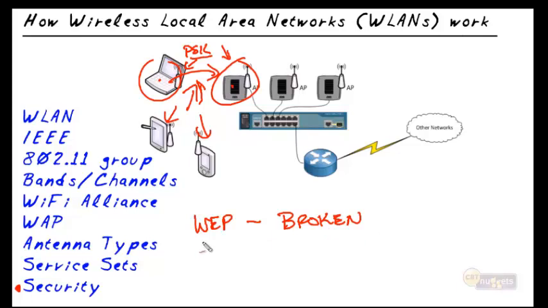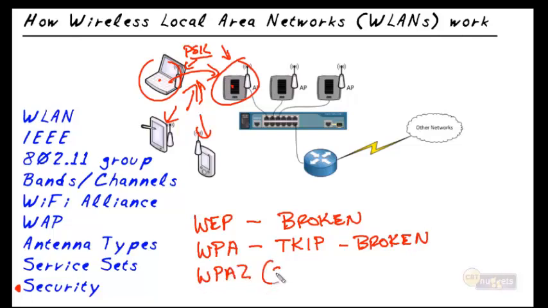So they came out with a better option, which is called WPA. And with WPA, it uses something called TKIP. And you don't have to memorize what TKIP stands for. It does stand for Temporal Key Integrity Protocol. And so it's better, but unfortunately also broken. Somebody found a way to determine what that is, so it's not very secure. And then they came out with WPA2, and that's also known as 802.11i.